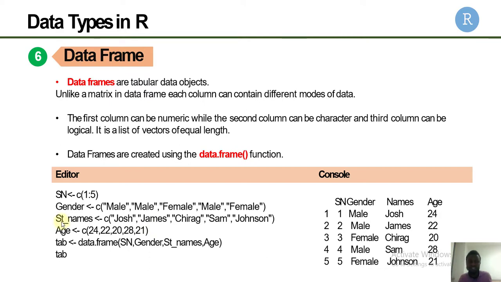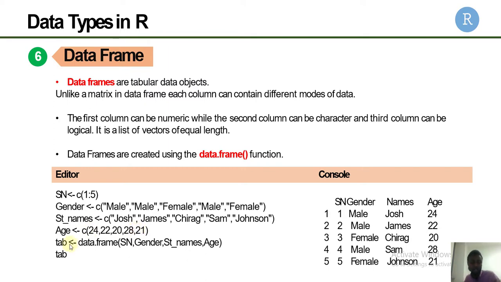Now this is st underscore names, and we have the names of the students in my class. The first is my name, Josh, the next is James. You could see they are all quoted. The next is Chirac, the next is Sam, and the last is Johnson. And then we have their age as a new variable, and we combine it again using a vector function: 24, 22, 20, 28, and 21.